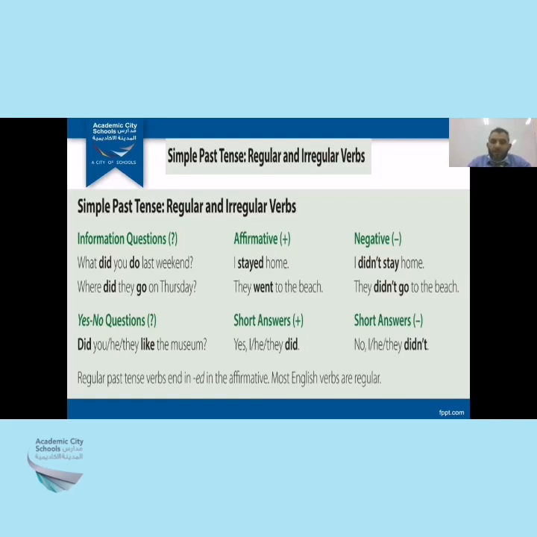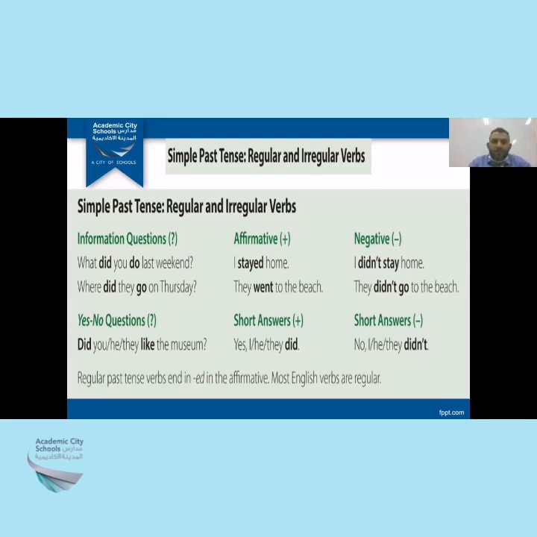Regular verbs just add d or ed. For example, stay, stayed; arrive, arrived; agree, agreed. Irregular verbs don't have a rule. You just have to memorize these verbs.